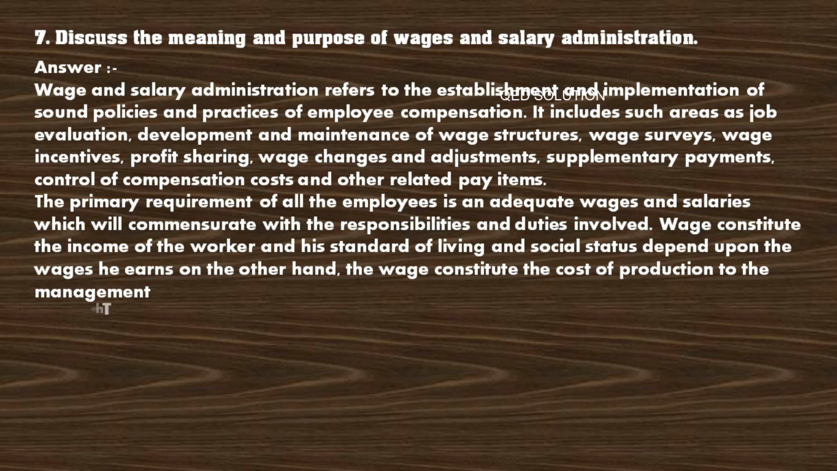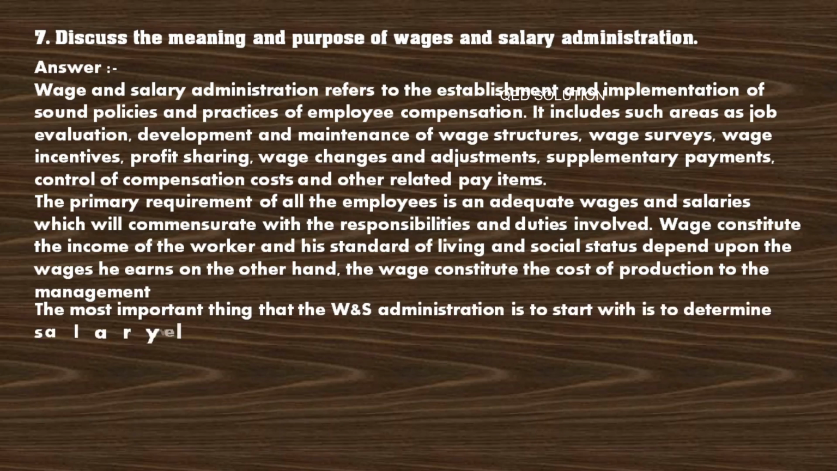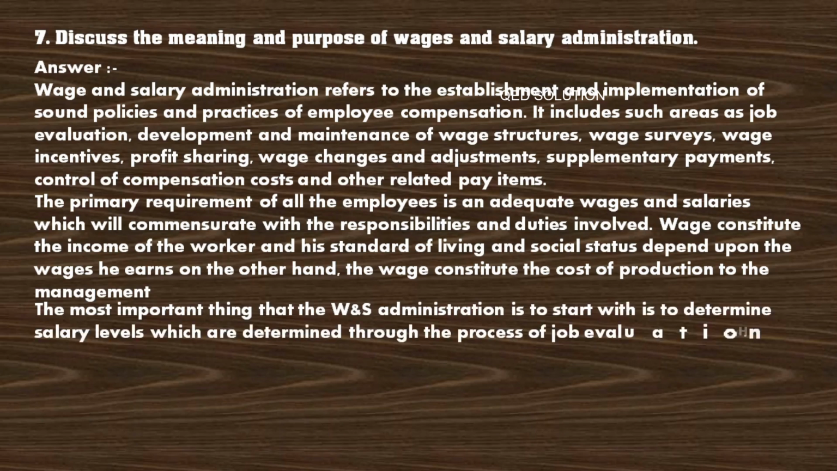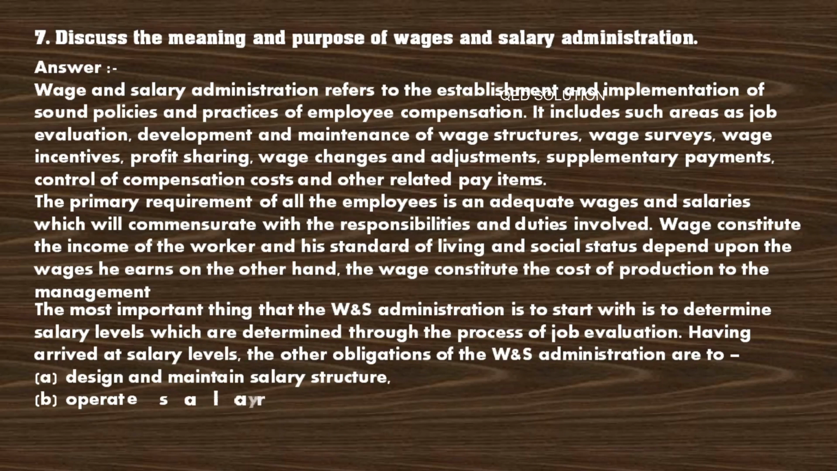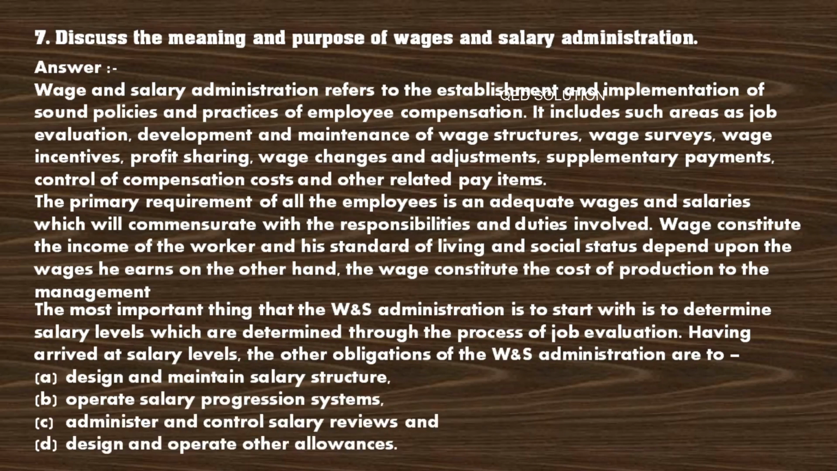The most important thing that the W&S administration is to start with is to determine salary levels, which are determined through the process of job evaluation. Having arrived at salary levels, the other obligations of the W&S administration are to: a. Design and maintain salary structure, b. Operate salary progression systems, c. Administer and control salary reviews and d. Design and operate other allowances.